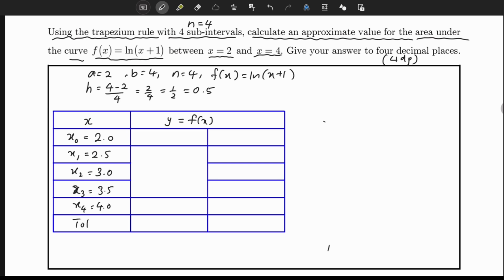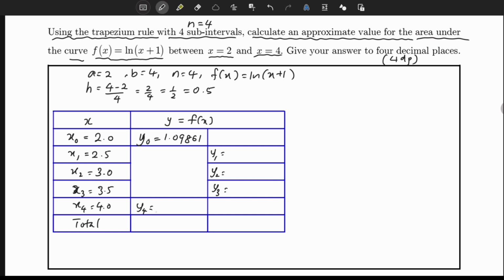So this is total. Now press your calculator, use the table, and then you can simply copy down the values. We want 4 decimal places, so inside the table should be 5 decimal places. So this is y0, 1.09861. This is y1, this is y2, this is y3, y4.